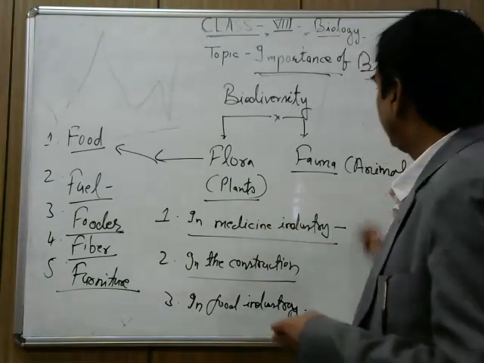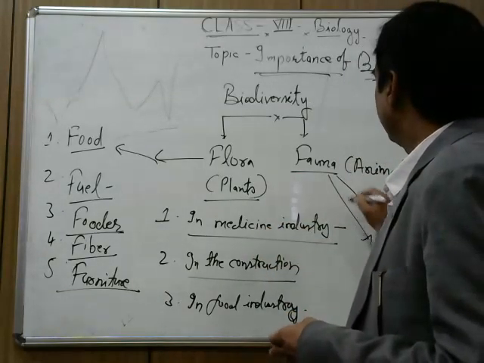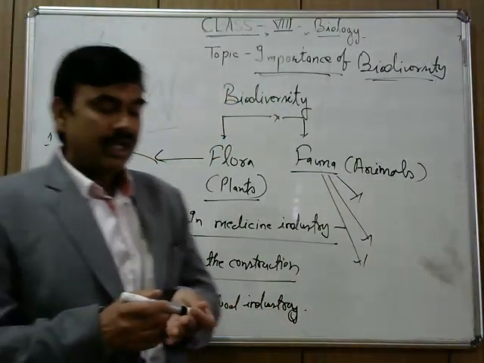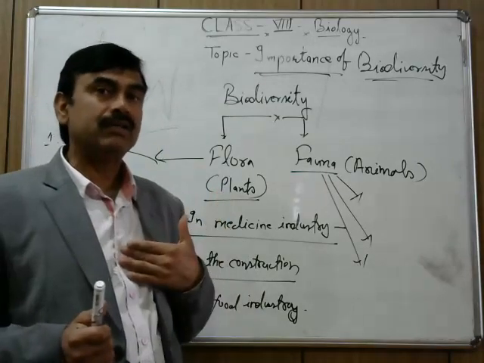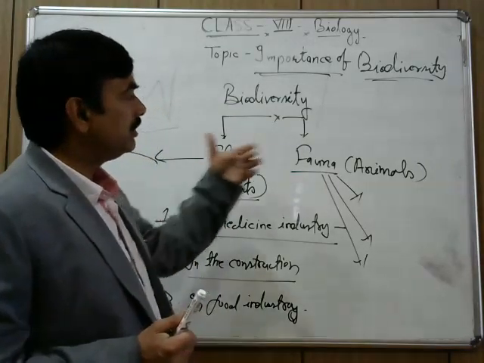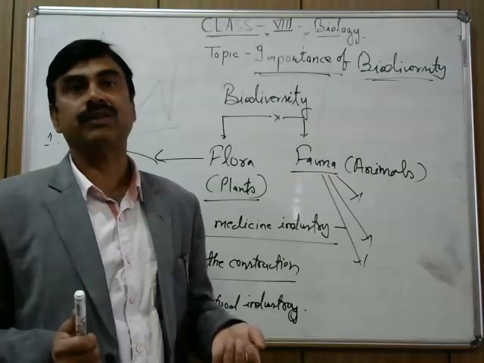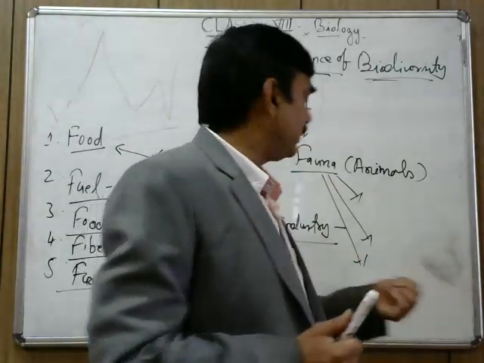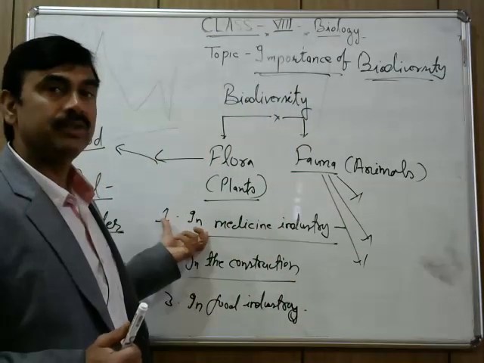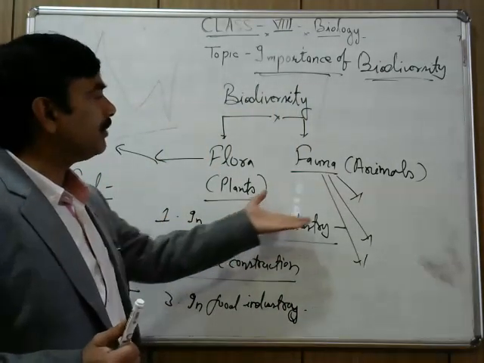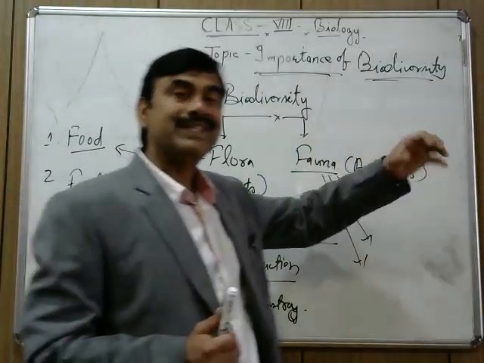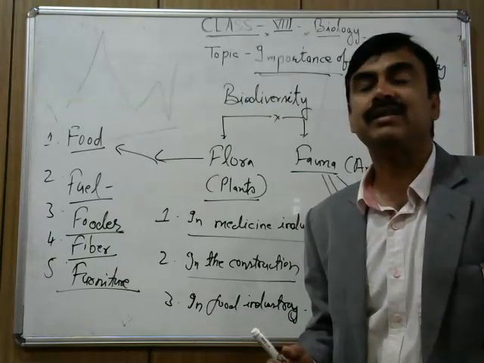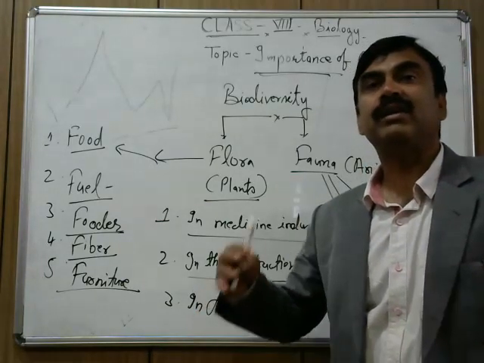Now moving to the fauna. When I am telling you about the fauna, without animals plants cannot survive, and without plants animals cannot survive. So in many places there is a role of animals. Like in medicine, as I explained to you, there are many animals whose parts are used in the medicine industry, in making so many medicines.